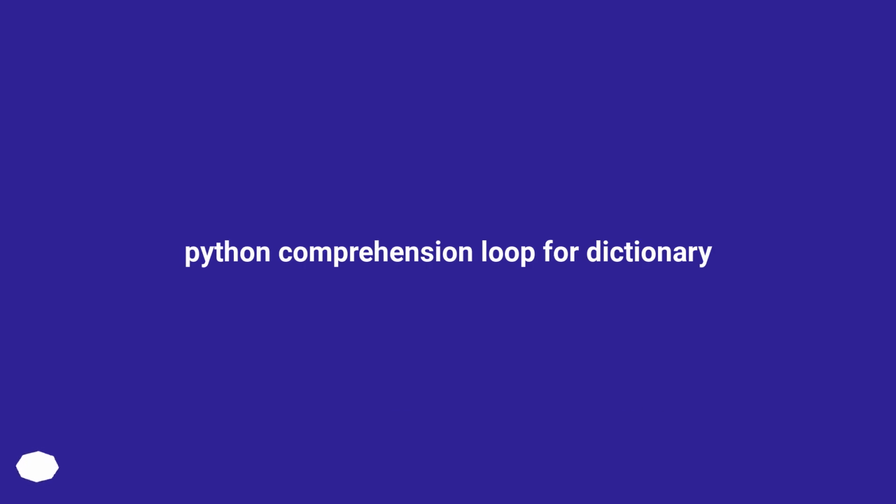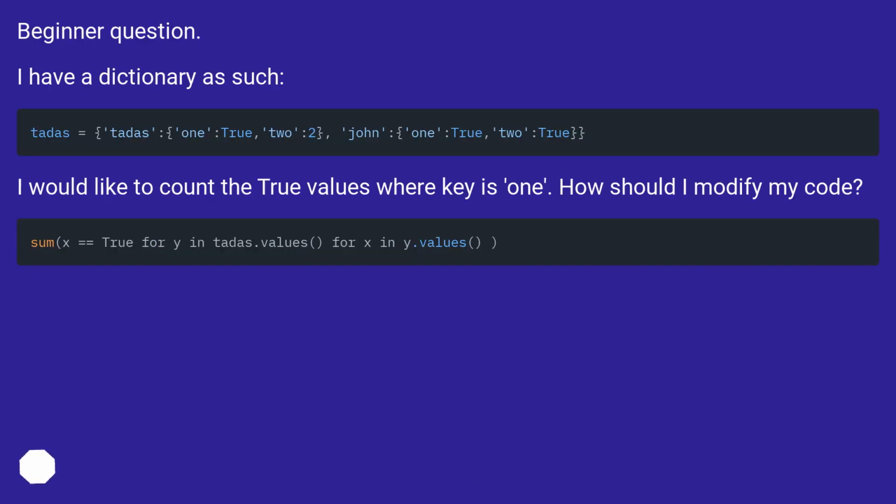Python comprehension loop for dictionary. Beginner question. I have a dictionary as such. I would like to count the true values where key is 1. How should I modify my code?